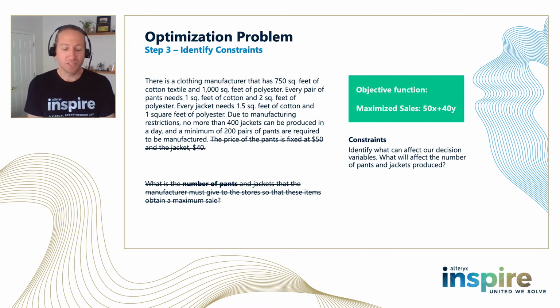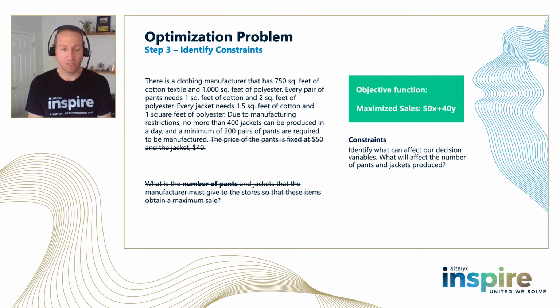All right, our next step is to identify the constraints. Our constraints are that we only have so much cotton, 750 square feet, and we only have so much polyester, 1,000 square feet. For our constraints, from a generic sense, we need to identify what can affect our decision variables.